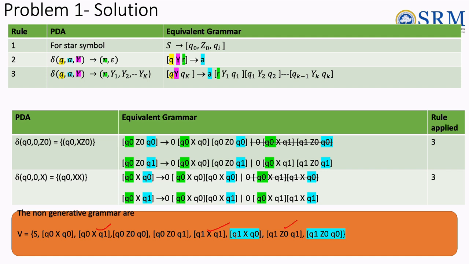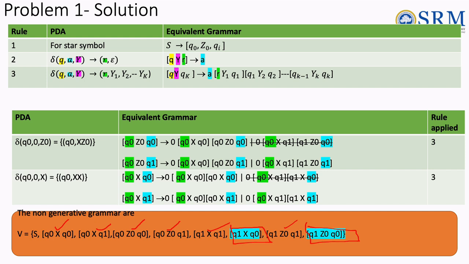Similarly Q0 Z0 Q0, Q0 Z0 Q0, here we have Q0 Z0 Q1, here we have Q0 X Q0, Q0 X Q0, here we have Q0 X Q1, Q0 X Q1 already I have ticked it. Fine. So this is the list of productions we have. So it means that this particular possibility we have written and this particular possibility we have written don't have a production. So obviously as per our rule, if a symbol doesn't have a production, it is a useless symbol.